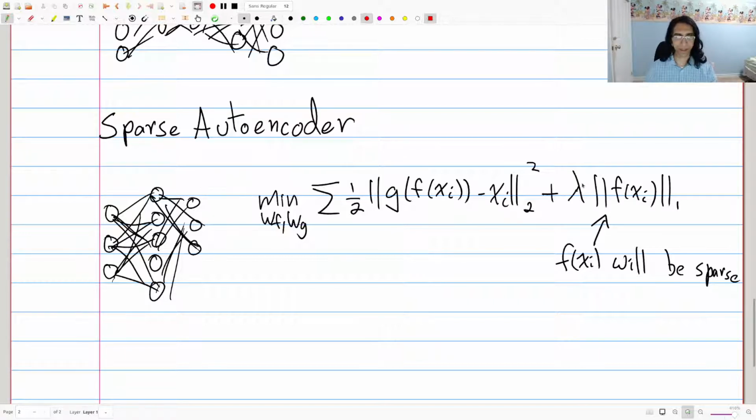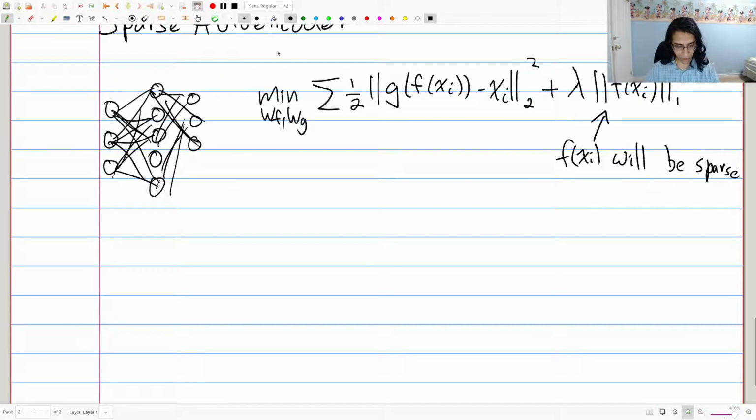So that's a sparse autoencoder, and it looks for sparse representations in this middle layer. And the last type of autoencoder that we're going to talk about before moving on to variational ones is going to be the denoising autoencoder.